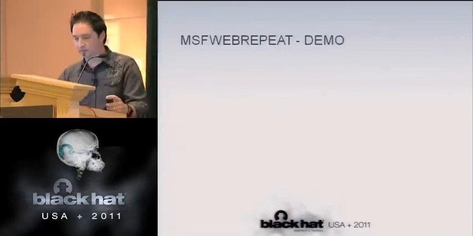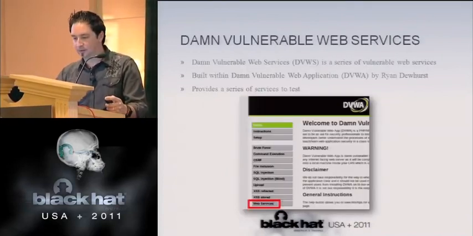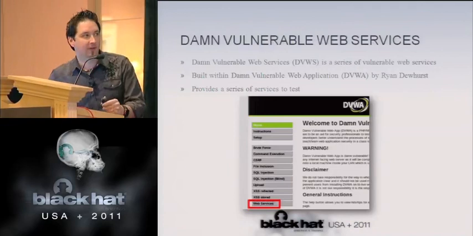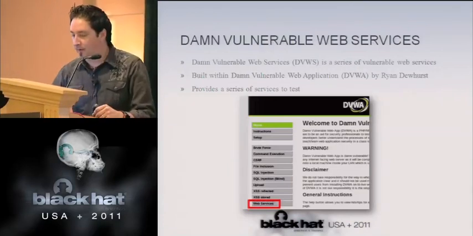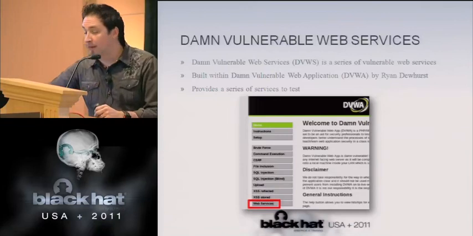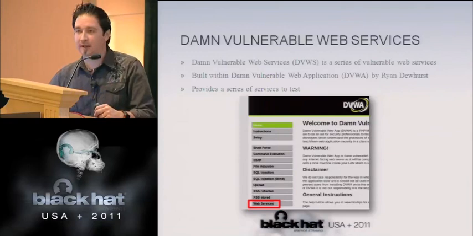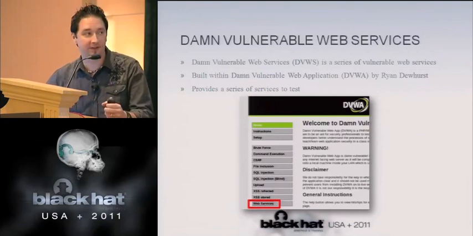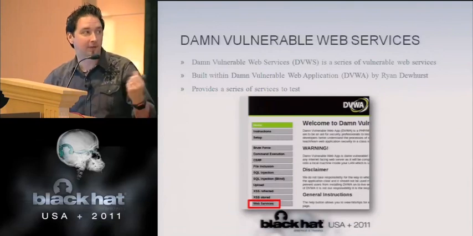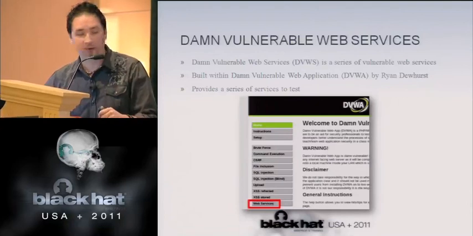All right, so we were going to do all the demos at the end, so we want to keep going. We mentioned earlier the vulnerable web services that Kevin Johnson created for the Damn Vulnerable Web Application by Ryan Dewhurst. Definitely, if you haven't checked out this project, I highly recommend you check it out. Either go to his website and download it, or you can automatically play with it in the Samurai Web Testing Framework, which is a live CD that has all of this stuff ready to go, configured. Just boot it up, put it into a VM, and everything's ready for you.